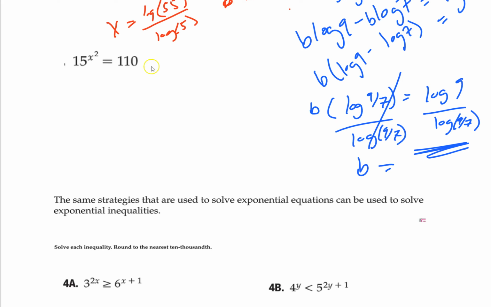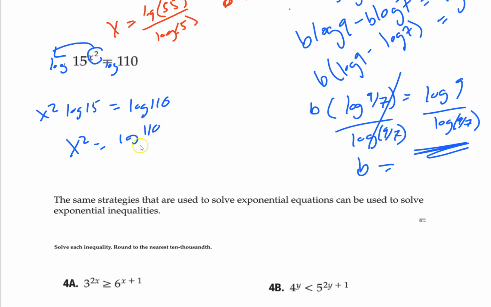Let's say we're doing this one. Right, let's say you want to solve this. Again, bases don't match. We're going to take the log of both sides. That's when we move this power to the front. I get x squared log 15 equals log 110. Divide by that. X squared equals log 110 over log of 15.